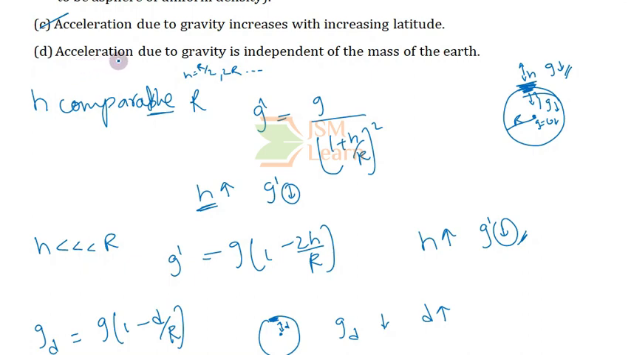Coming to option D, it says that the acceleration due to gravity is independent of the mass of the Earth. This is completely wrong, because we know that the acceleration due to gravity of the Earth is given by g equals G M by R square, where G represents the gravitational constant, R represents the radius of the Earth and M represents the mass of the Earth. So you can directly see that g depends on the mass of the Earth. So option D is wrong. Overall, options A and C are true.